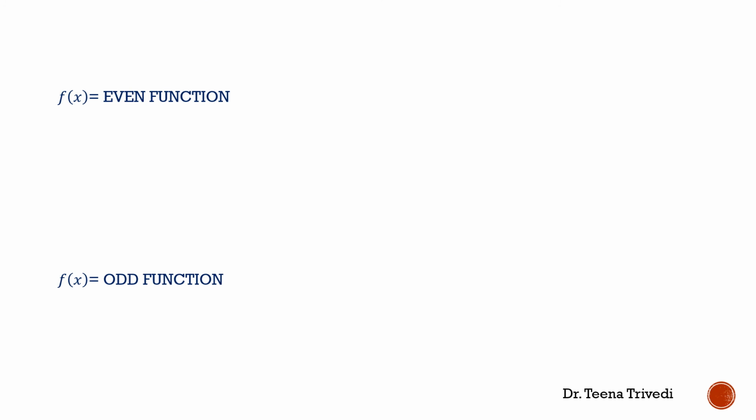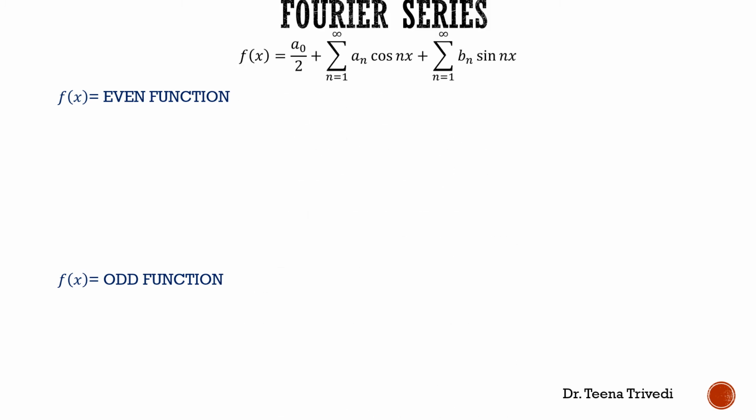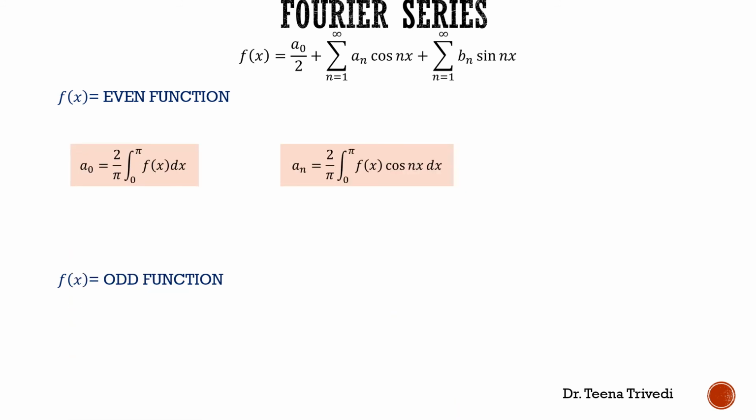So let's conclude what the even and odd functions are in a Fourier series. The Fourier series is a0/2 plus summation an cos nx plus summation bn sin nx, where n goes from 1 to infinity. So f(x) is either an even function or an odd function. When the function is even, your a0 is equal to 2/π ∫ from 0 to π f(x) dx, your an will be 2/π ∫ from 0 to π f(x) cos nx dx, but when it is an even function, your value of bn will be 0.